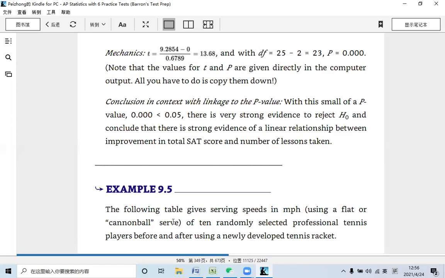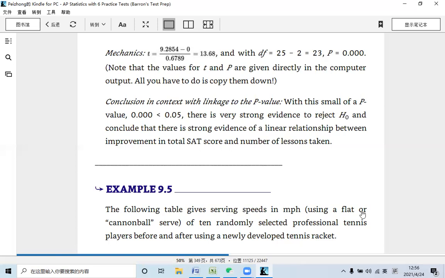And let's look at another question. The following table gives a serving speed. So this statistics task is kind of reading intensive. It's reading intensive in that you need to understand the questions. And the questions are very applied. Some of them are about sports, some about machineries, some about cars. So you've got to really understand what they're talking about.